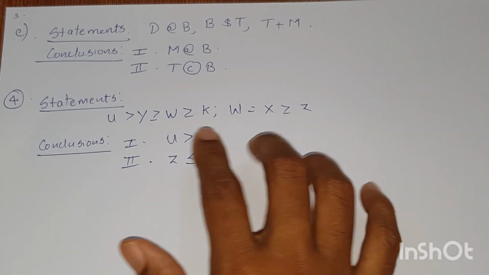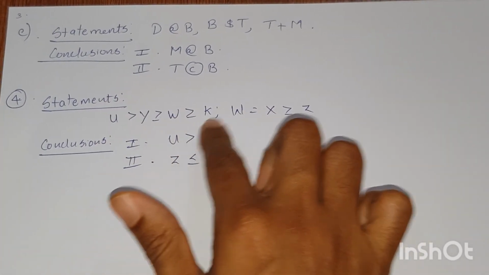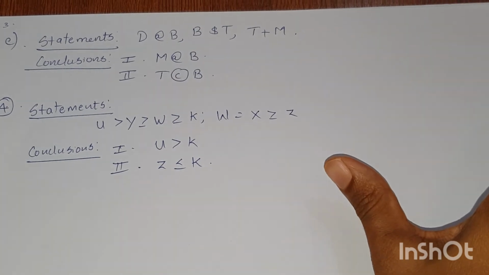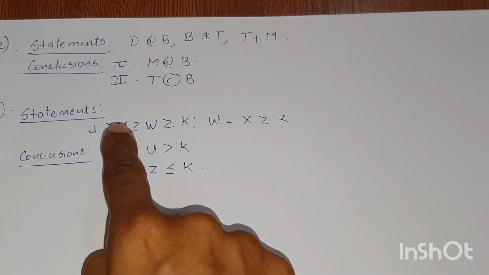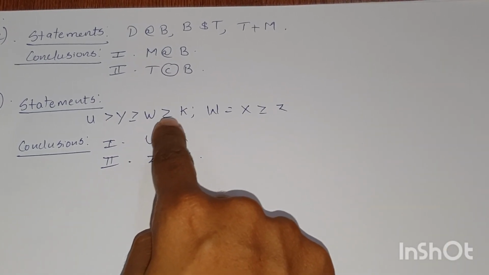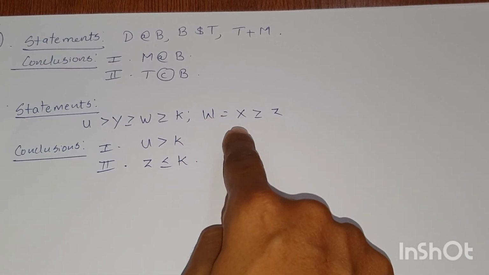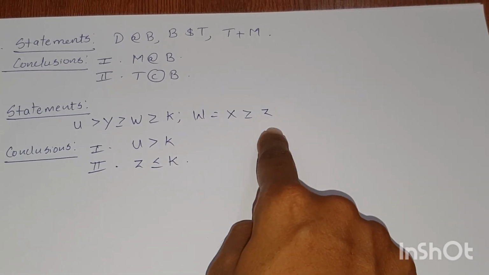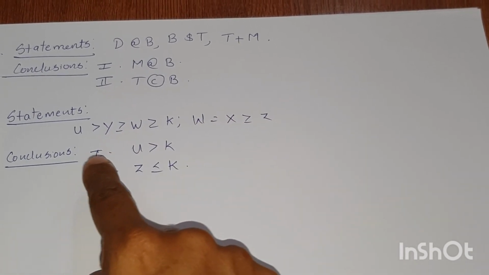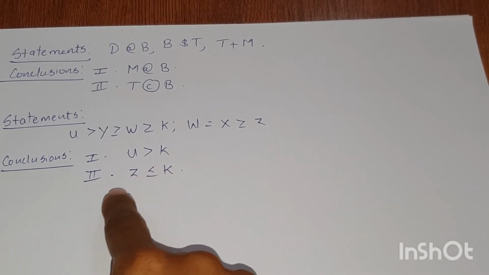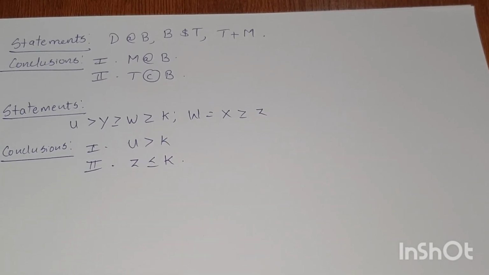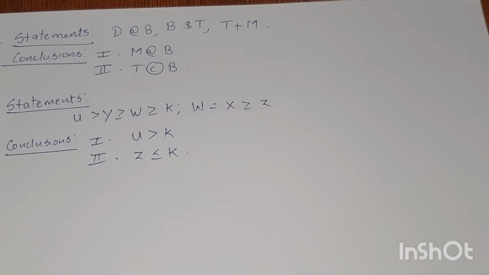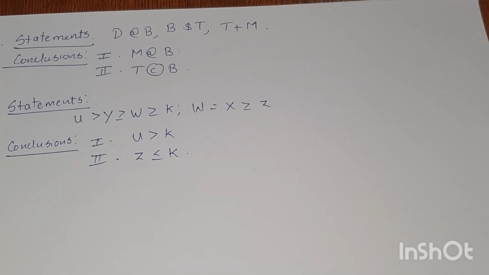And the fourth workout question, they have directly given the statements without writing the conditions. Okay, so the statements are U greater than Y, greater than or equal to W, greater than or equal to K, and W equal to X, greater than or equal to Z. Conclusions are first one U greater than K, second one Z is less than or equal to K. So do these workout questions by yourself. I will give you the answers in the next section.